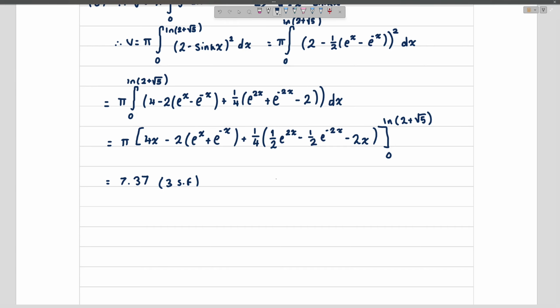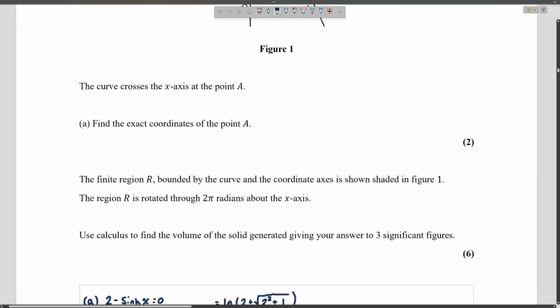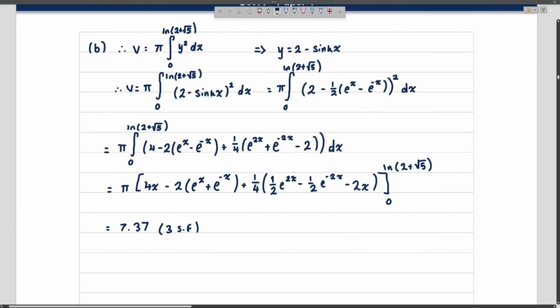So what that gives us here then is, by using calculus, the volume of the solid generated once we rotate through 2 pi radians about the x-axis, and that is for this region R here. But there we have it then. That is the solution to part B and the solution to question 2.